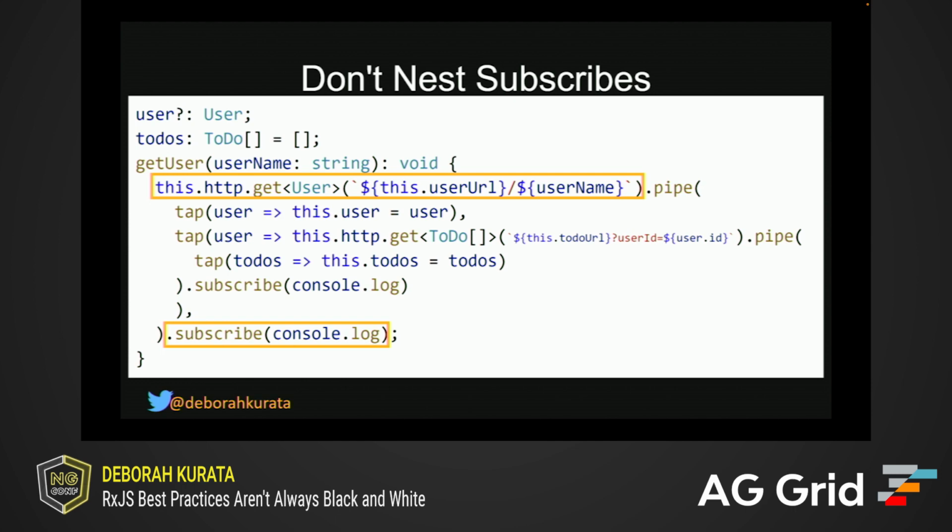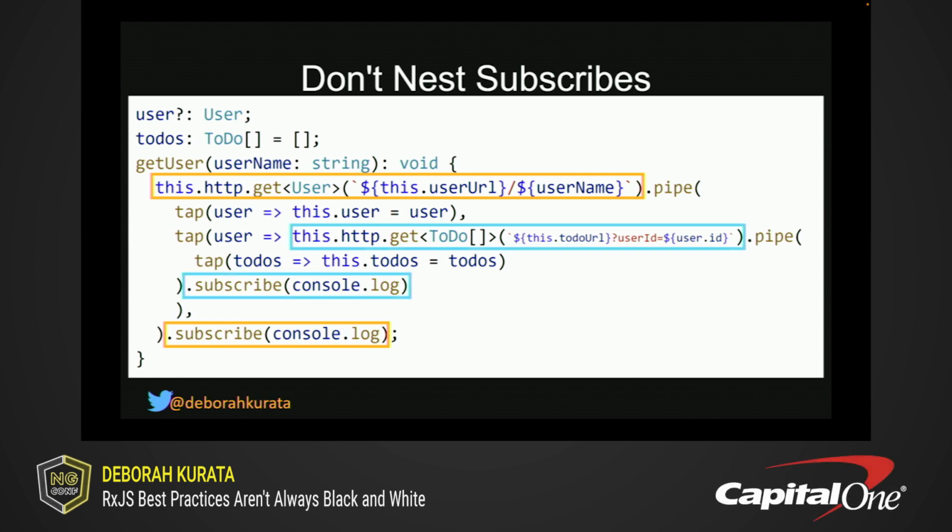So here is my HTTP GET to get the user. In this case, I'm actually passing in a user name, and then it's taking that name to get the user ID, and then it's taking the user ID to get their list of to-dos, and it's subscribing here, and it's subscribing here. One of the biggest problems with this is you've just created a whole bunch of subscribes, one for every user that this is going to process through, and you're not going to be able to get a reference to that subscription in order to be able to shut it down, to unsubscribe.